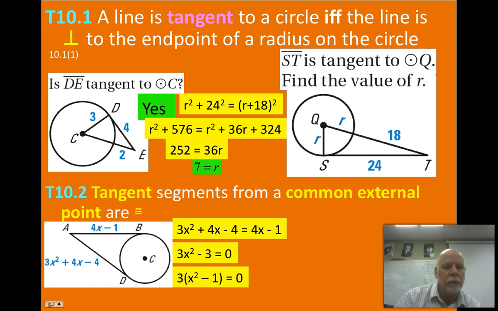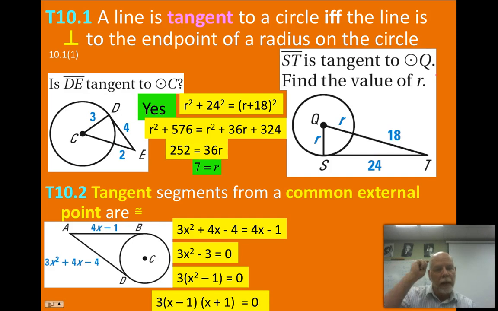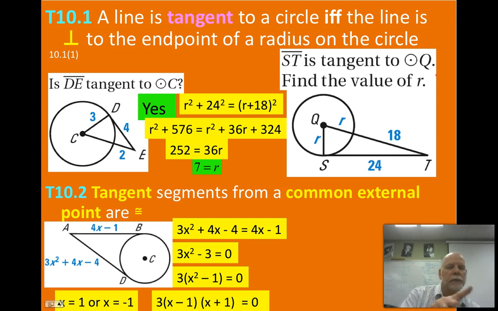The 0 has to come from the x squared minus 1. So we factor that, and remember your difference of two squares, so it factors down to x minus 1 and x plus 1 being multiplied. One of those has to be 0 in order for the whole thing to multiply to 0. If we set x minus 1 equal to 0, we add 1 to both sides and it becomes x equals 1. If x plus 1 equals 0, we subtract 1 from both sides and it becomes negative 1.